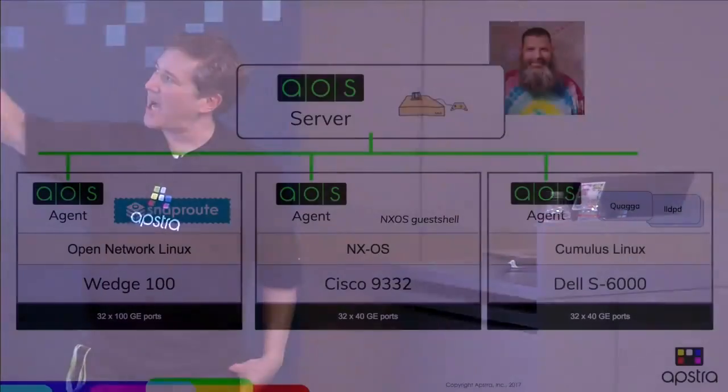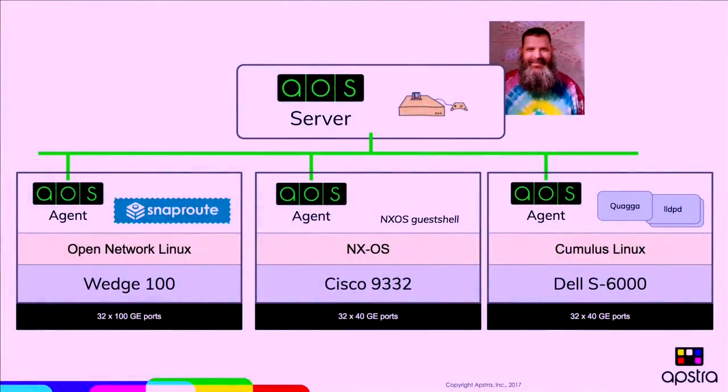So what we have is our server technology. Our product is called AOS. It stands for the Apstra operating system. And our server technology then communicates to the agents that reside on the devices. So in this demonstration, we have our AOS talking to the SnapRoute via the RESTful API, that sits on top of Open Network Linux on the wedge.